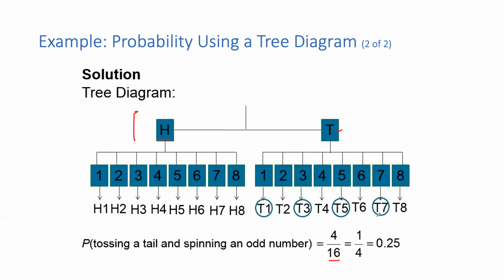These are the outcomes in the sample space which meet the conditions of my event of tossing the tail and spinning an odd number. So out of the 16 possible outcomes, 4 outcomes satisfy the conditions of my event. So the probability of this event happening is 4 over 16, or 1 over 4, or 0.25, or 25%. Right.